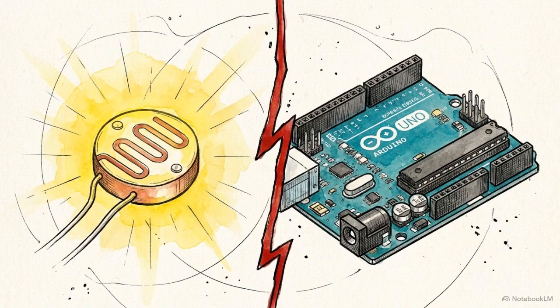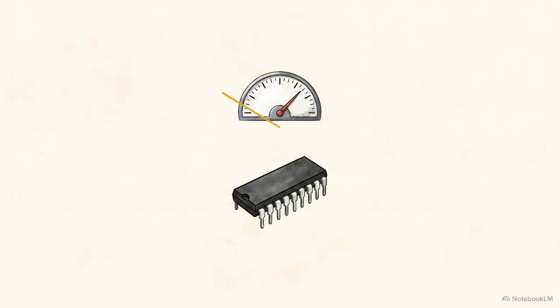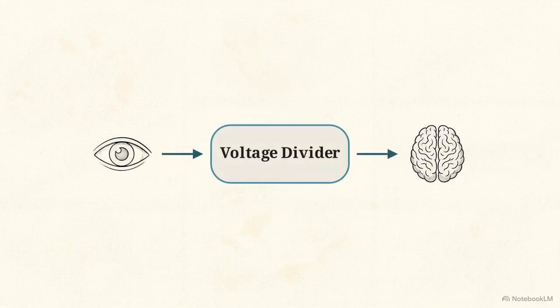The LDR communicates by changing its resistance, but our Arduino brain can only measure voltage, the actual pressure of the electricity. To bridge this gap, we build a voltage divider. Think of it as a translator sitting between the eye and the brain.